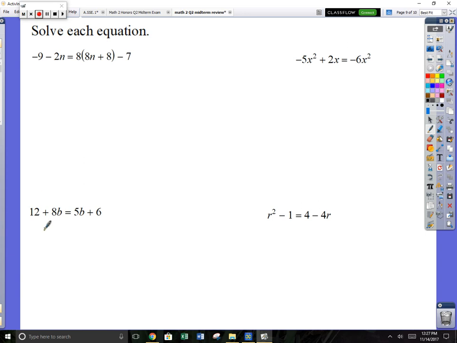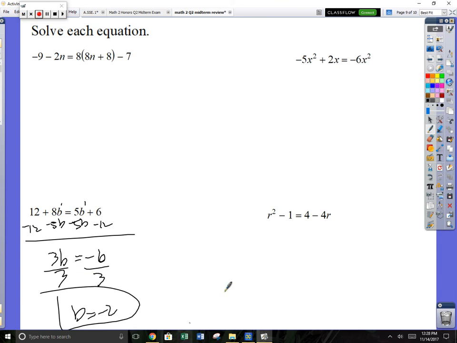Okay, this guy right here, we solve it, it's degree 1, so it's just linear. So just do your cops and robbers. I'm going to minus 5b, minus 5b, minus 12, and you should have this. 3b equals negative 6, divided by 3, divided by 3, b equals negative 2. One solution, pretty slick. This one is degree 2, it's totally different, it's quadratic.